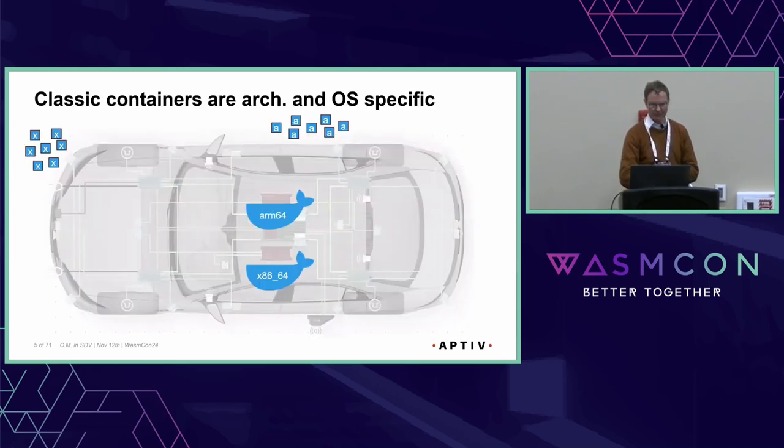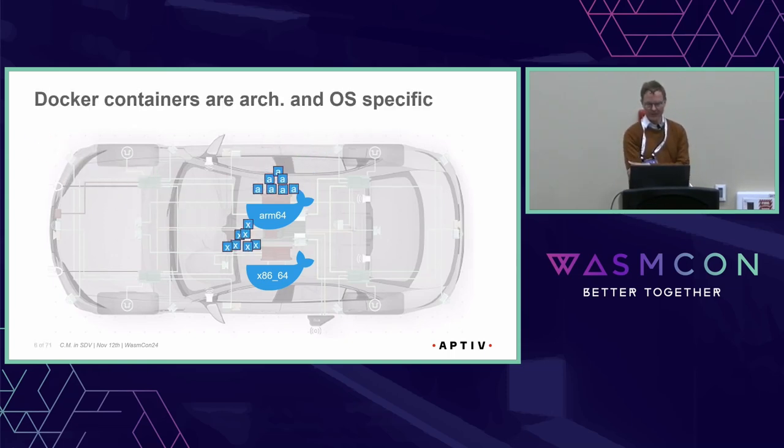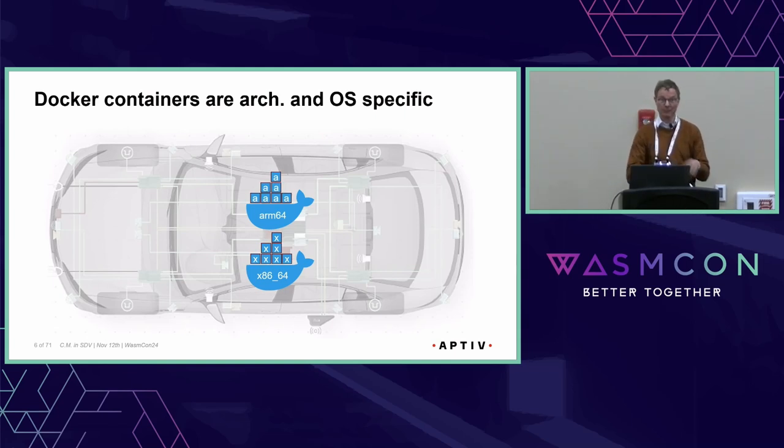So let's go for the classical containers, which are typically used with software-defined vehicles. And these classical containers are architecture and operating system specific. And the sad thing is they only work on two out of the many controller units in the car, mainly the central vehicle computer. So we can only place our software, which we developed, onto two out of these many controllers. And also, we have to take care of using the right operating system and the right CPU architecture.